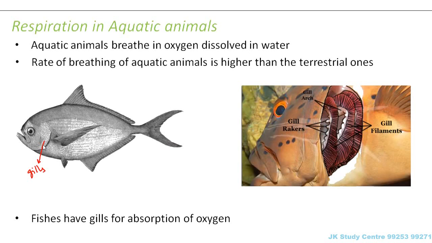If you look at this gill from this end, you can see that it consists of filament-like structures. What happens when you have this filament-like structure? The absorption increases. Like I told you before, inside the small intestine we had villi, the small finger-like projections. Why? In order to increase the surface area so that the absorption increases. Similarly, inside the gills we have the gill filaments in order to increase the surface area so that the absorption of oxygen also increases.